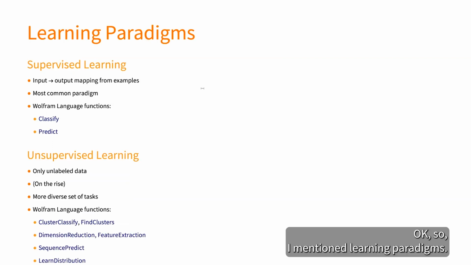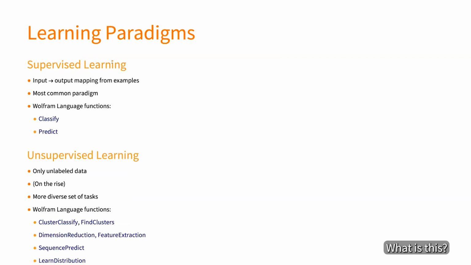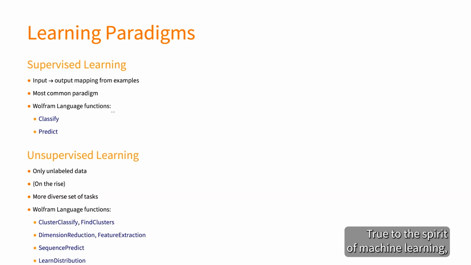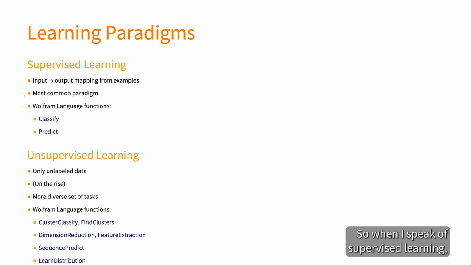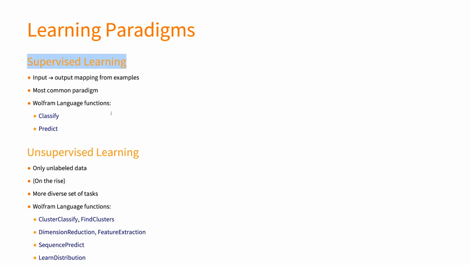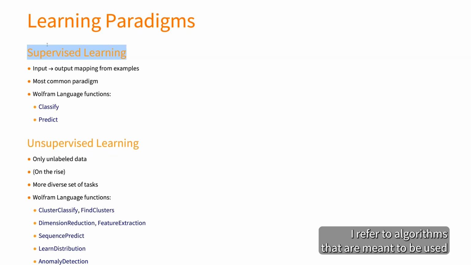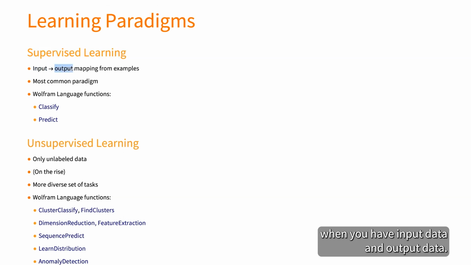Okay, so I mentioned learning paradigms. What are those? Those are kind of broad classifications. And true to the spirit of machine learning, they are mostly dependent on how the data is coming in. So when I speak of supervised learning, I refer to algorithms that are meant to be used when you have input data and output data. What does it mean? That you have labeled data.